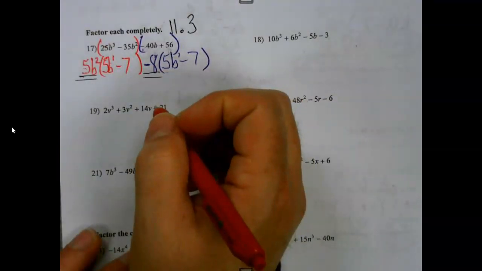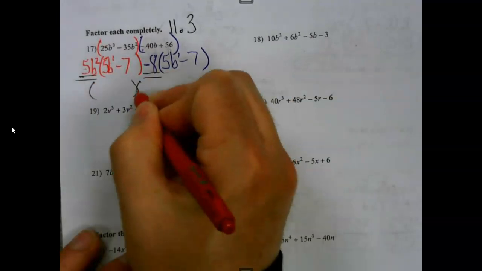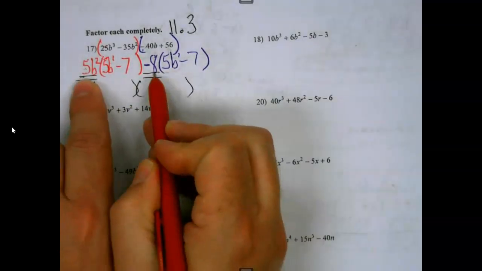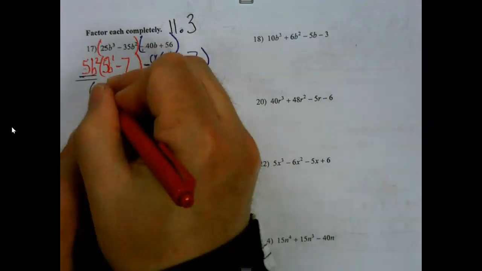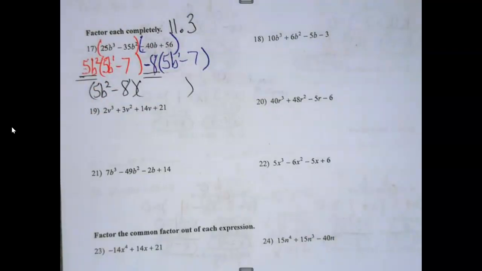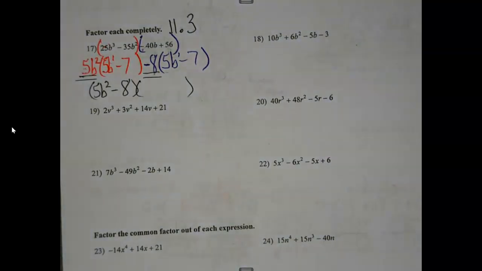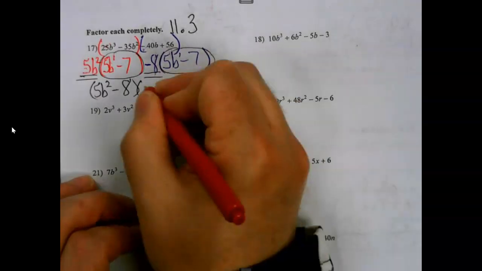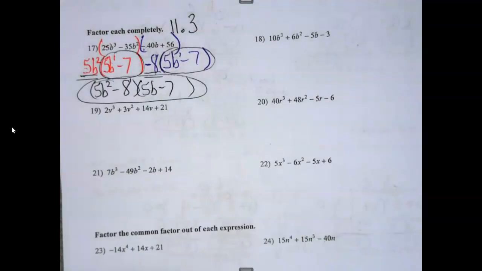So, to write my answer, you take your greatest common factors, the stuff on the outside, you put that together in one set of parentheses. And then the common set you have, the 5b minus 7, goes in the other one. I do not need it twice. I just need it once.